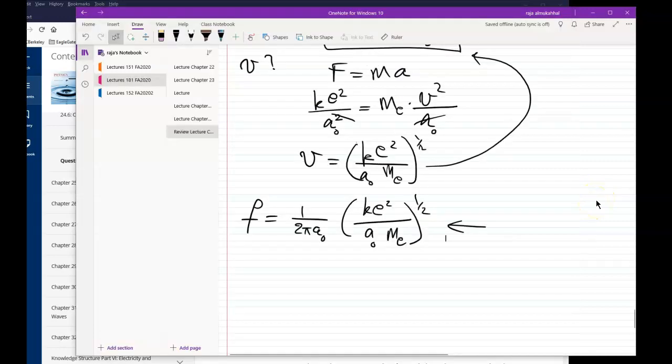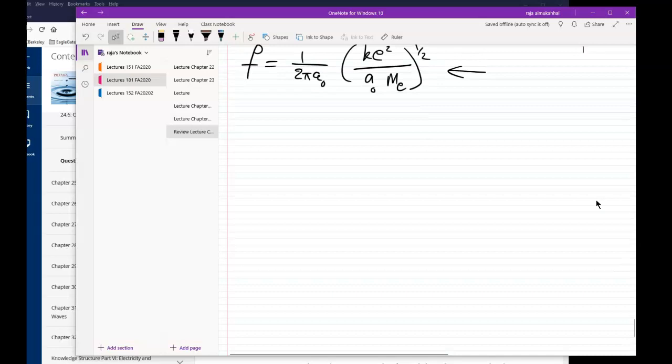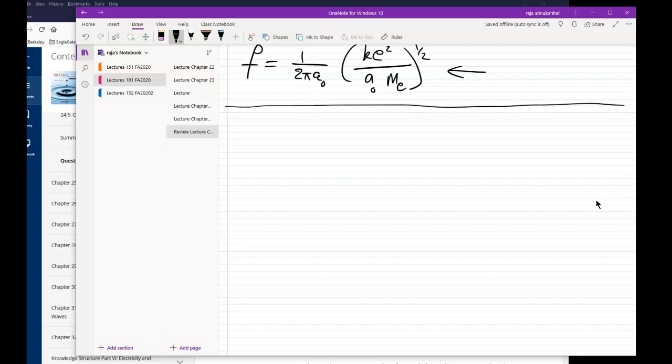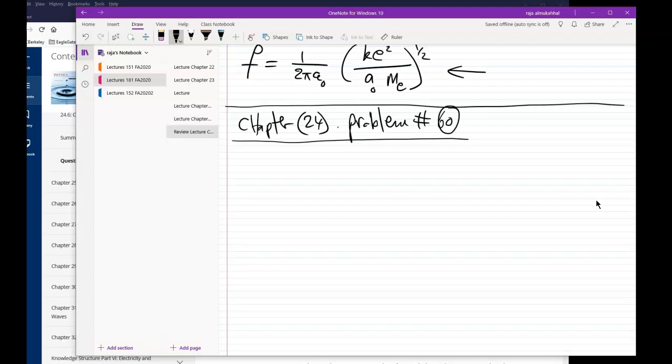First of all, let me draw a picture. Chapter 24, problem number 60. So a picture would look something like that. I have this sphere. We are assuming it is a solid sphere, not a spherical shell, and that it is charged all through it. So that's like an insulator, if you will.